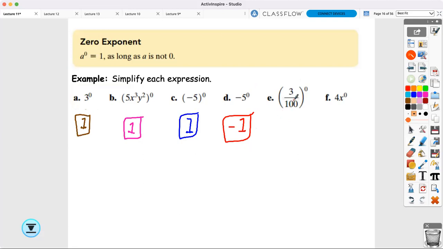Remember, for a fraction to a power, we put the power on the top and bottom. That's 3 to the 0 over 100 to the 0, which is just 1 over 1, which is just 1.